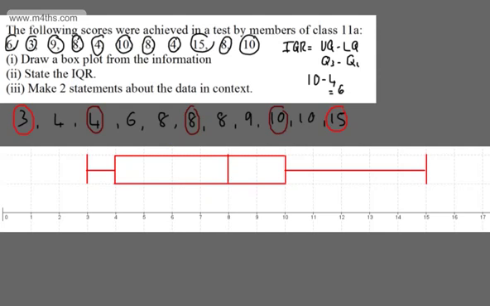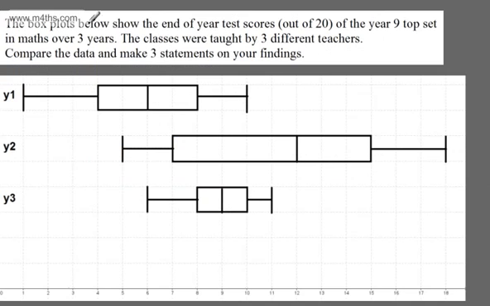Okay, let's move on. We're told the box plots below show the end of year test scores out of 20 of the Year 9 top set in maths over 3 years. So Year 1, Year 2, Year 3. The classes were taught by 3 different teachers. Compare the data and make 3 statements on your findings.